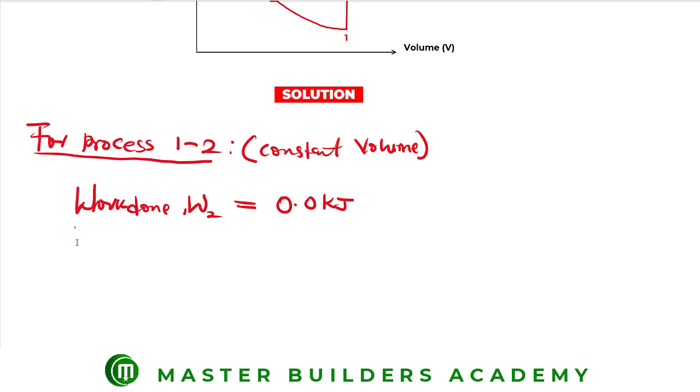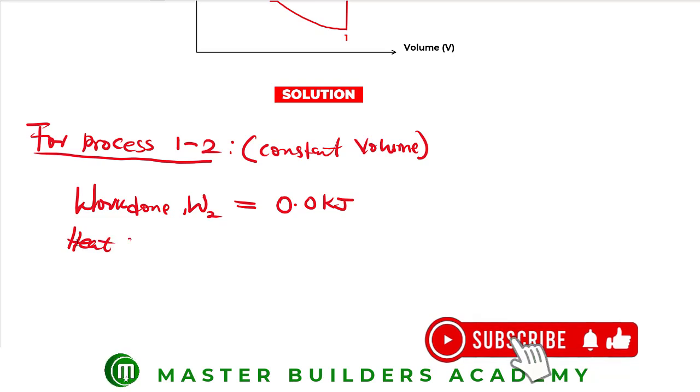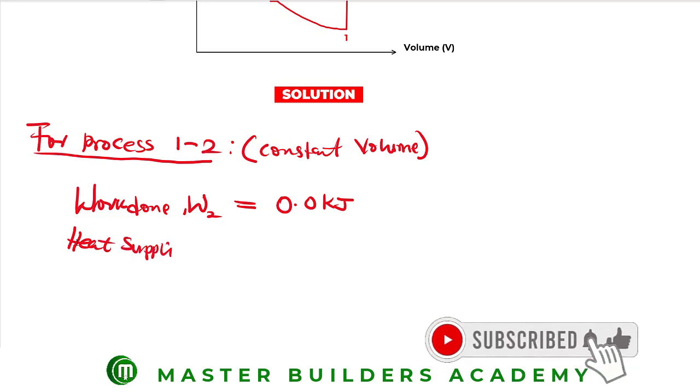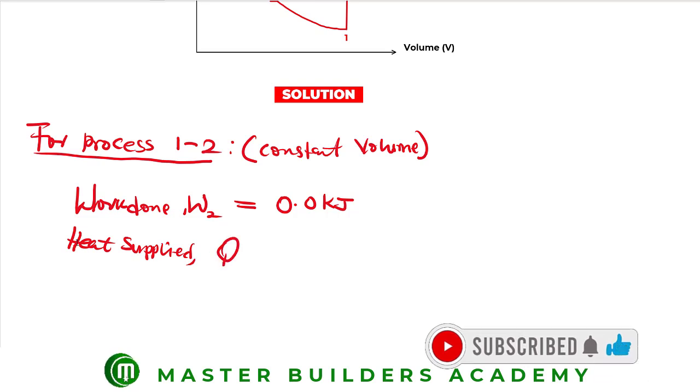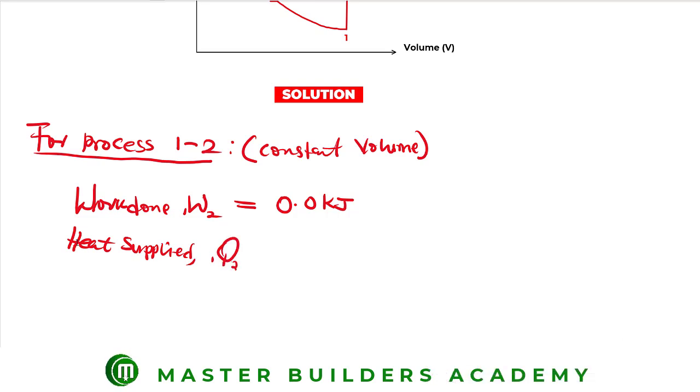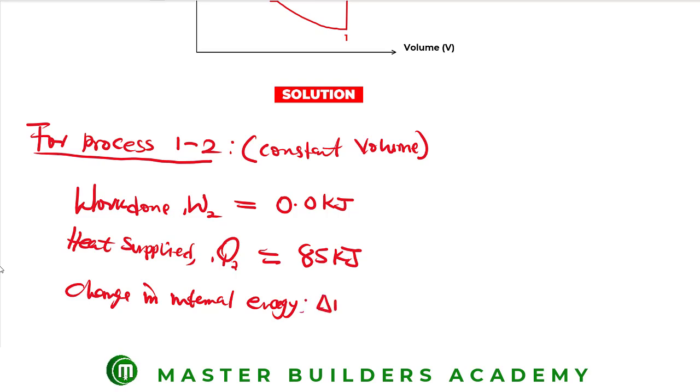Now, in this process, we were told that an amount of heat was supplied, so we call it heat supplied to the system between process 1 to 2. And that heat was given as 85 kilojoules, right? This is what we're given. And then the change in internal energy, delta U, is unknown.